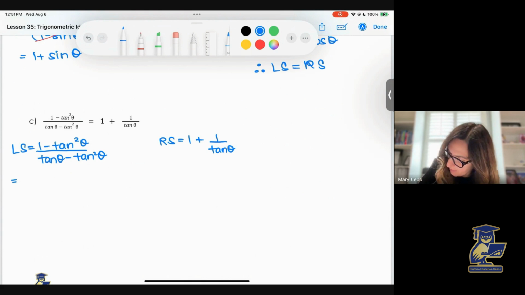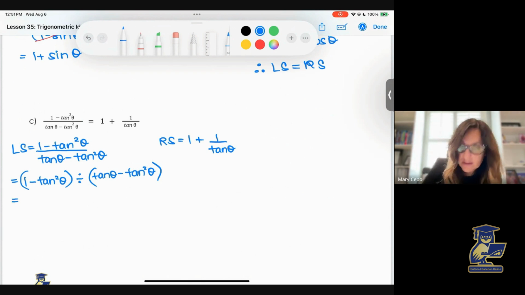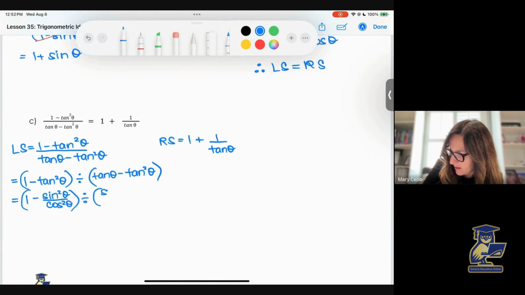So when we have fractions, such as 1 minus tan squared theta, I like to express it as a horizontal operation of division. It just makes it easier and less complicated. Okay, right side as well. We'll work with the left because it's more complicated. So this would be the same thing as 1 minus sine squared theta over cos squared theta divided by sine theta over cos theta minus sine squared theta over cos squared theta.